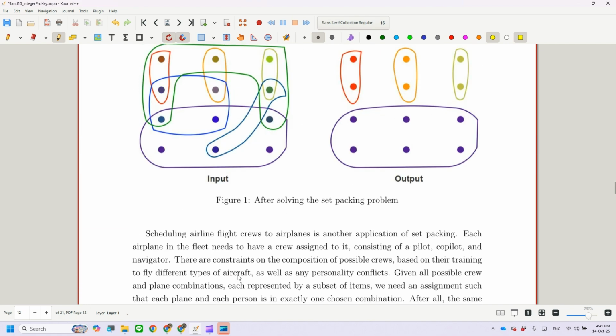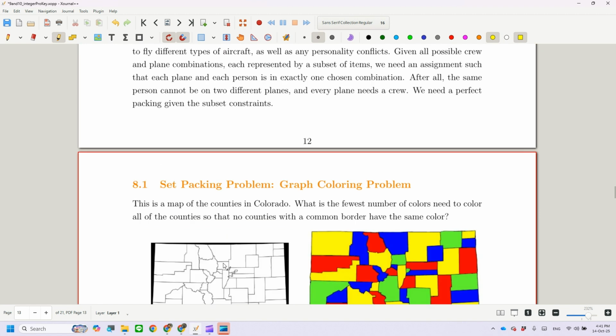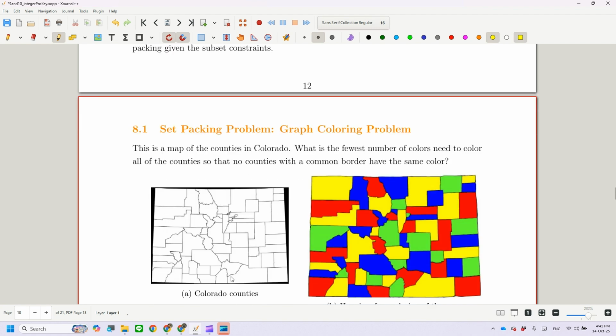Another application is the graph coloring problem. This is a map of counties in Colorado, and the problem is we want to find the fewest number of colors needed to color all of the counties, so that no counties with a common border have the same color.